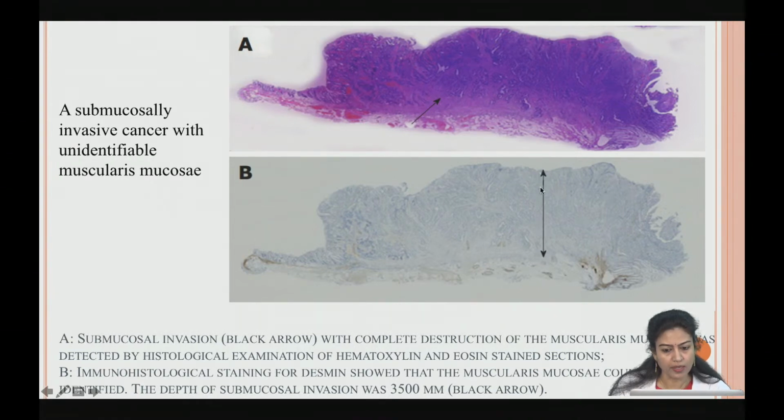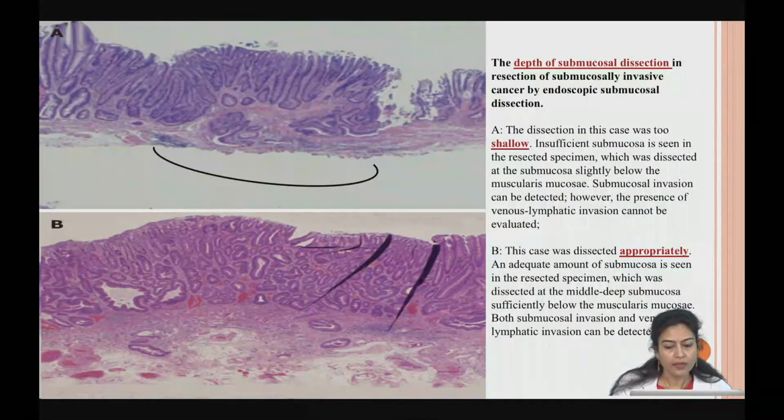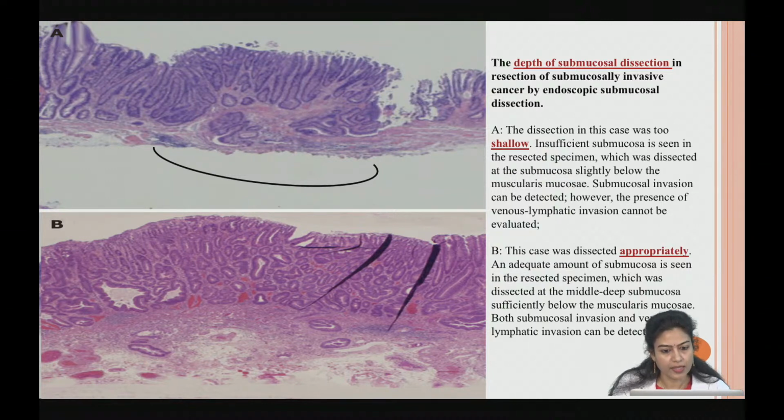So here if you see, the depth is around 3500 microns, which makes it a poor prognostic factor and you need to go for further surgery. Now sometimes you get only a shallow submucosal dissection as in the first picture, wherein you can still identify the submucosal invasion, but in shallow submucosal dissection it is not possible to identify lymphatic and vascular invasion.